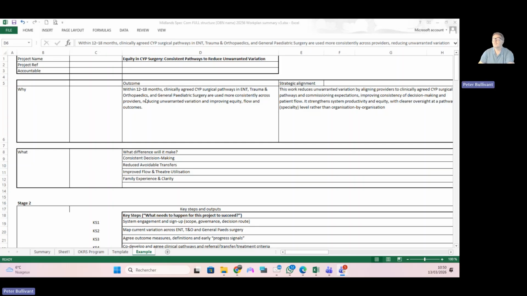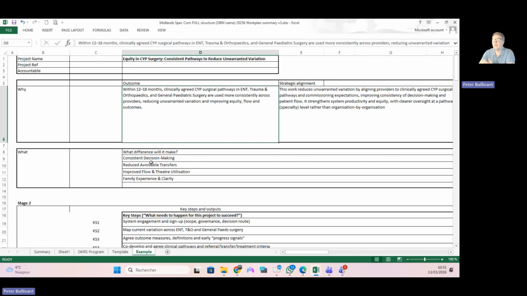So what you should have is, for each one of the projects that you've already developed and submitted, we've now added on the additional boxes, and you should have those with you. So we're building on what you've done. You will continue to have at the project level the outcome, the strategic alignments, and the what difference will it make.